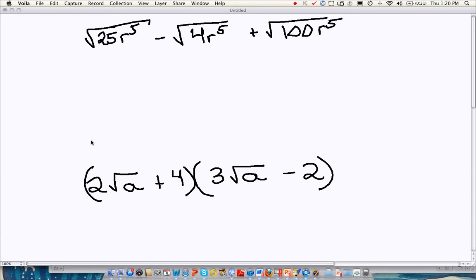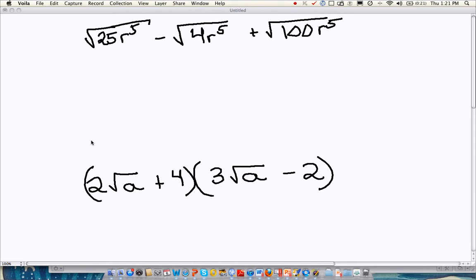Take a look at doing some operations with some radicals. We're going to take a look at doing some adding and subtracting, some multiplying, and then it's not quite dividing, but dealing with division as we deal with it in radical world. First, we're going to take a look at adding and subtracting.